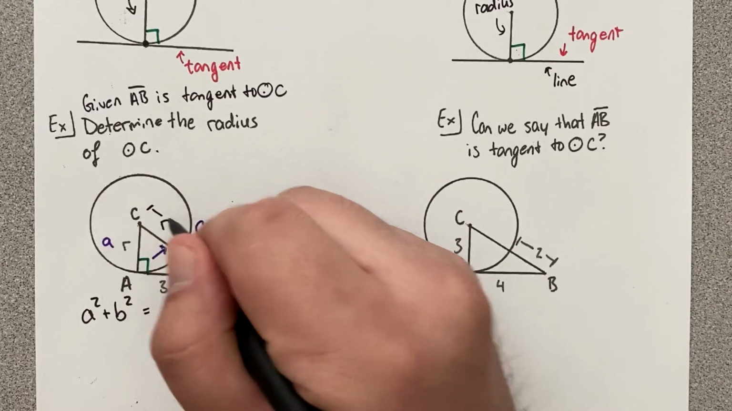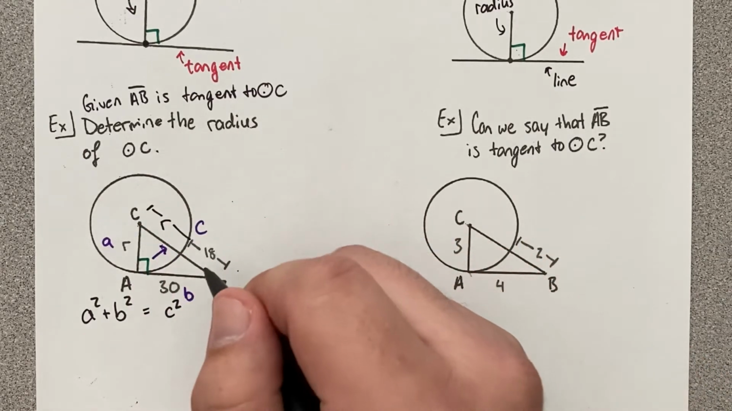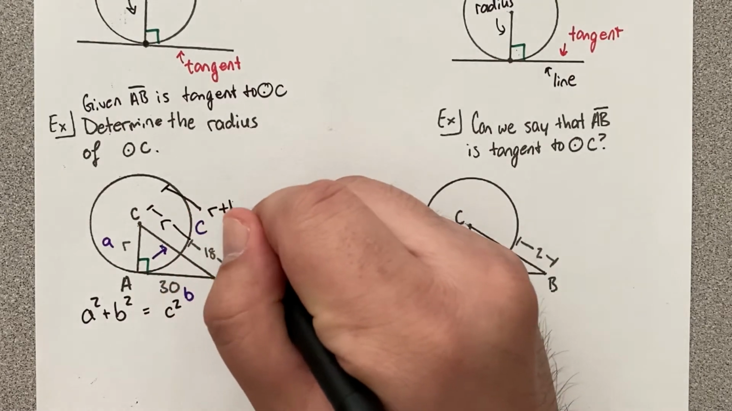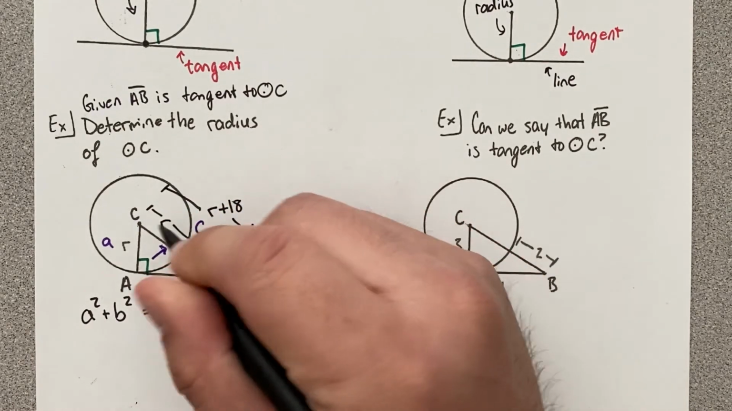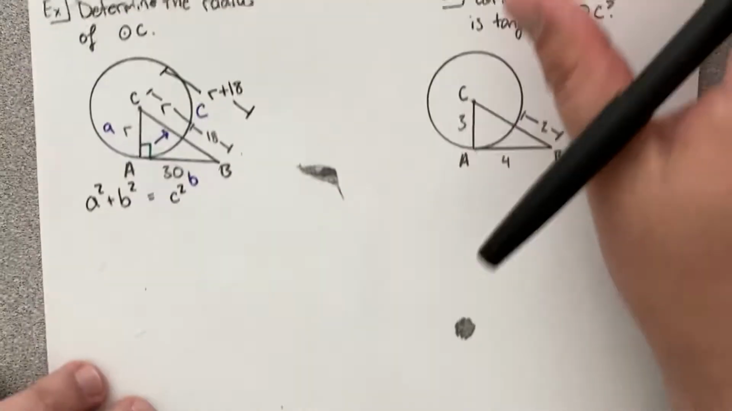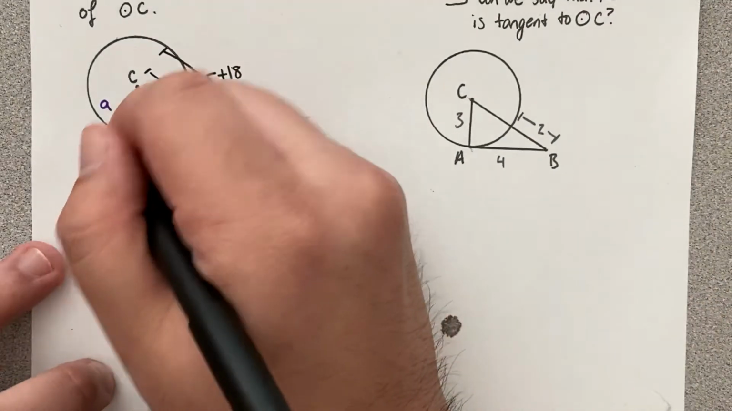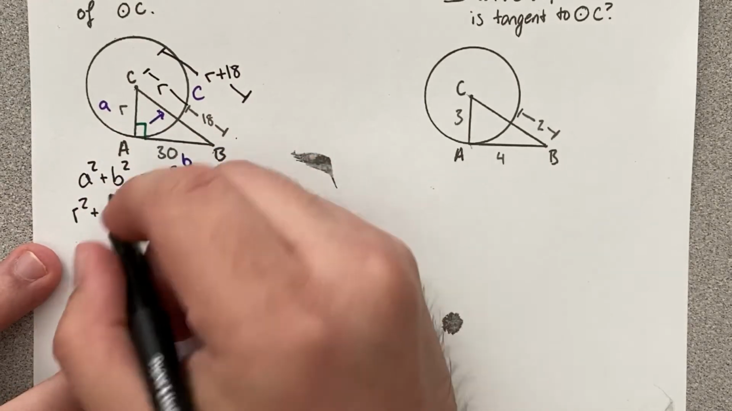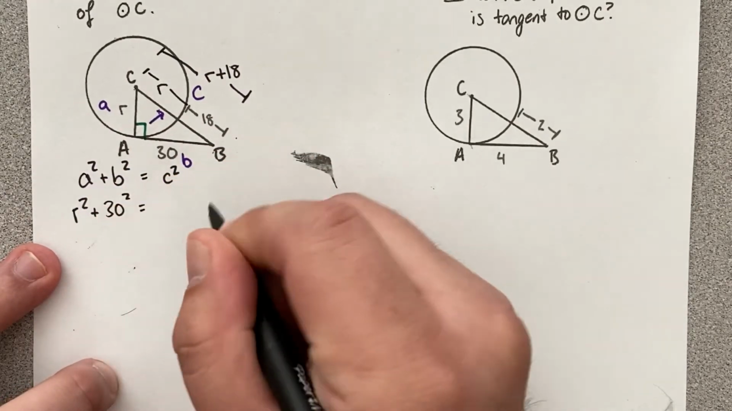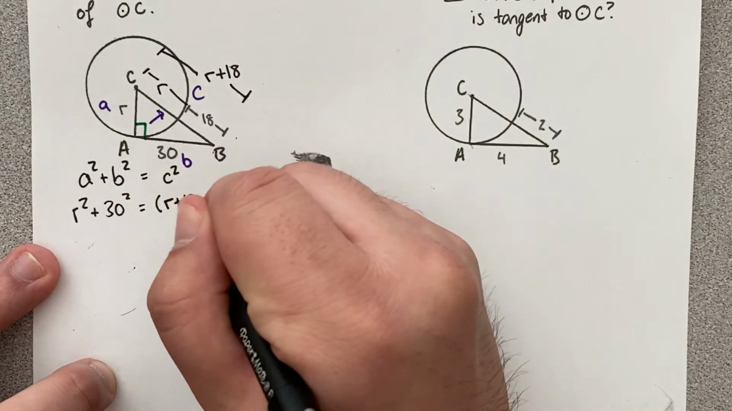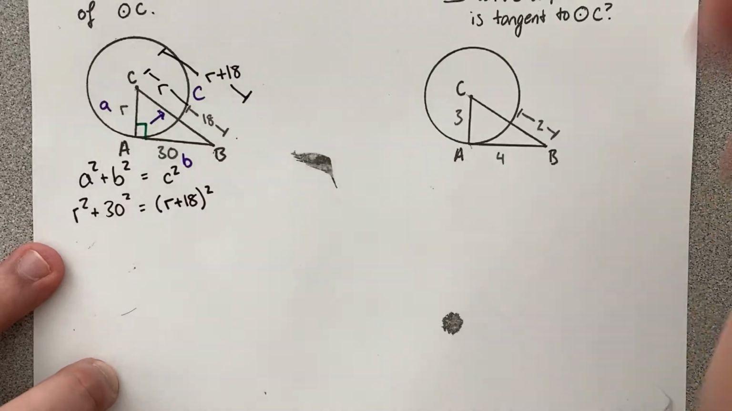So the entire length of this line from C to B is not just 18. The length of that entire line is actually r plus 18. We can add those two chunks together using the segment addition postulate. So to solve this problem, I'm going to plug in. A is just r, plus b, we know is 30, equals the entire line c, which is r plus 18, and we're going to square that.